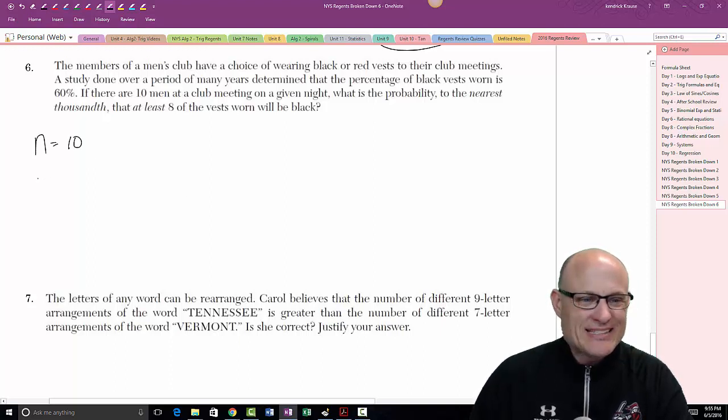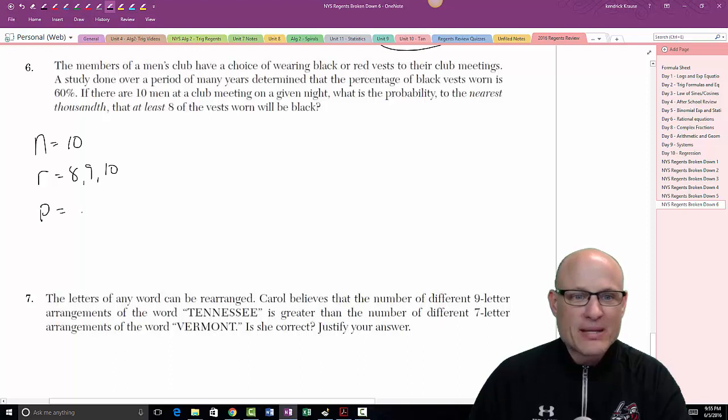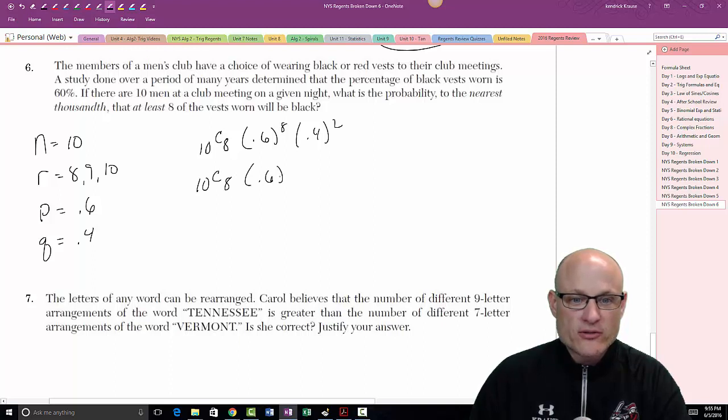And we want at least 8, so R is equal to 8, 9, or 10. The probability of wearing black is 0.6, and the probability of not wearing black then will be 0.4. So we're going to do 10 choose 8, 0.6 to the 8, 0.4 to the 2. This is very similar to the last one. 0.6 to the 9. This should be 9.